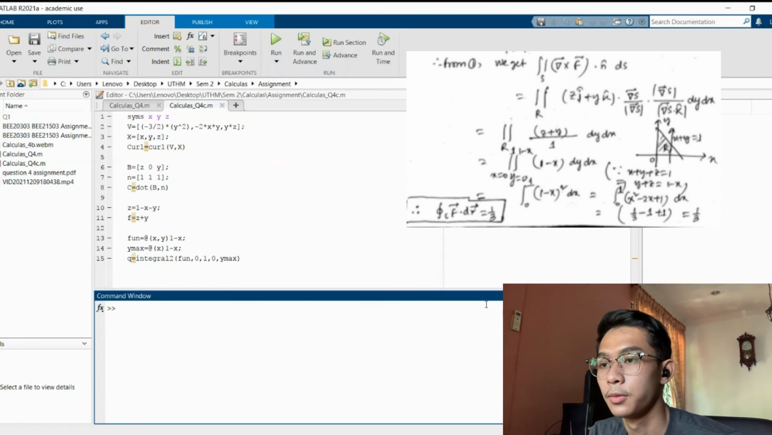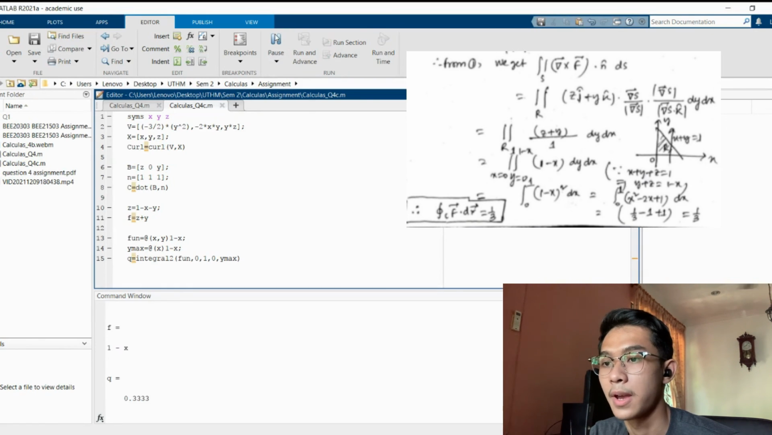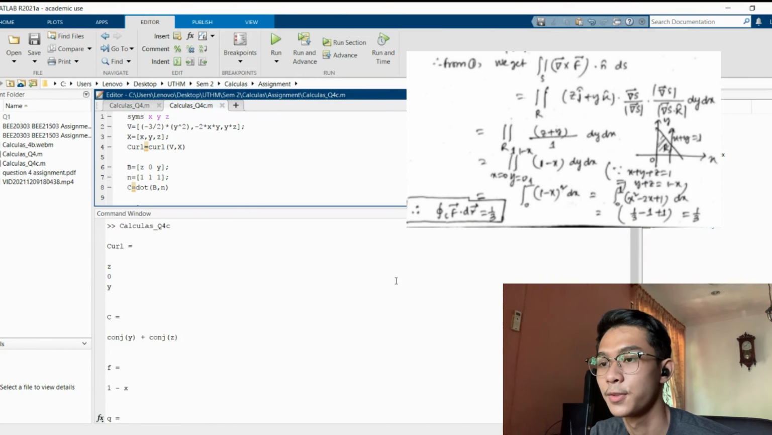So we go to the equation of the triangle, and f is considered as the product of the dot product, and we recognize x max equal to 1. Also recognize y max equal to 1 minus x, and lastly we perform the double integration and we get the answers as shown.